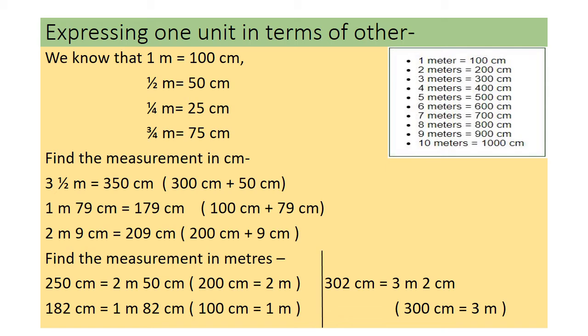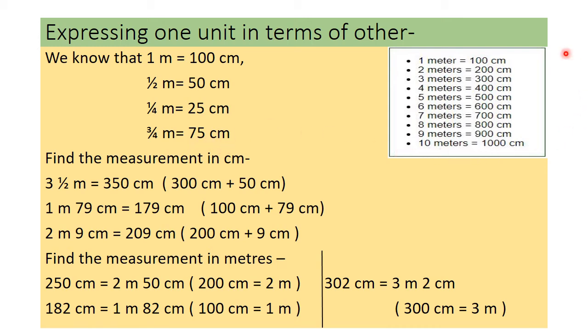Now dear students, we will see how we can express one unit in terms of another. We already know that the basic unit of length is meter, and 1 meter is equal to 100 centimeters. So half meter is equal to 50 centimeters. How come? We have to find 1 by 2 of 100 centimeters. Likewise, 1 by 4 meter is equal to 25 centimeters. I have found 1 by 4 of 100 centimeters, so it would be 25 centimeters, and then 3 by 4 meters is equal to 75 centimeters.